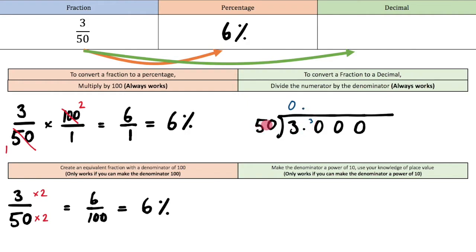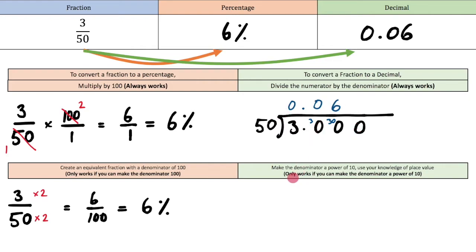How many times does 50 go into 30? Well, it doesn't, so I put a 0 here. And now I have to take this 30 over, so now I've got 30 coming over here, so this now is 300. How many times does 50 go into 300? Well, 50 goes into 300 6 times perfectly, which means I'm left with 0.06, and that is going to be my decimal, 0.06. Now, as you can see, this isn't the best way to do it, is it? This is a bit cumbersome.